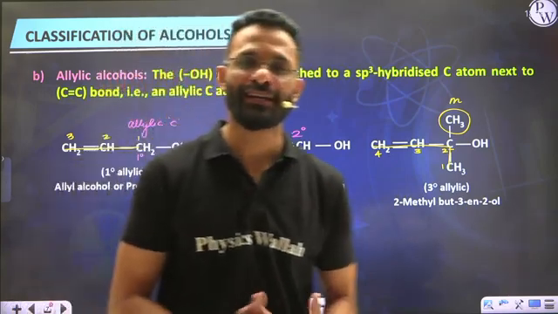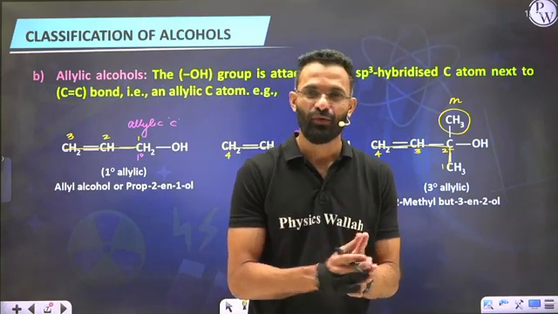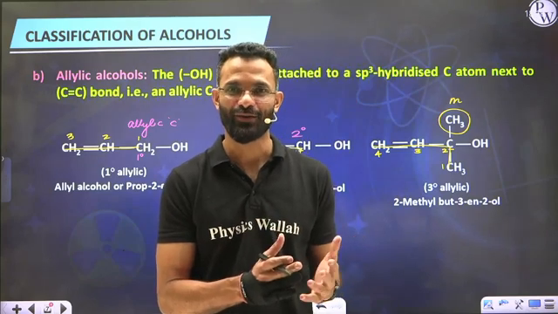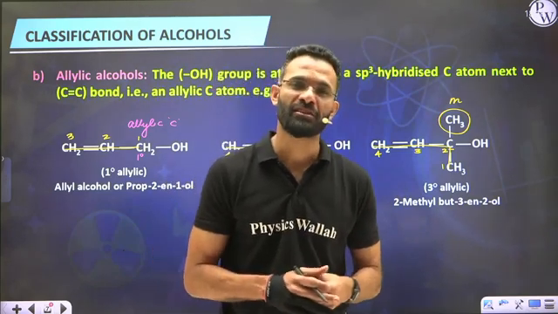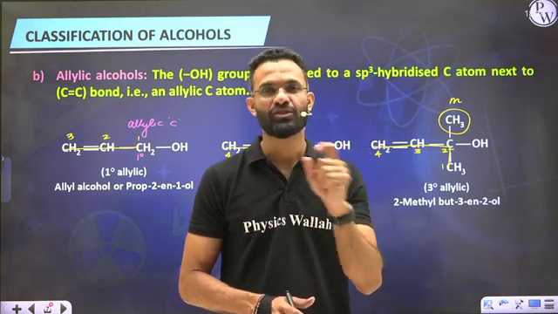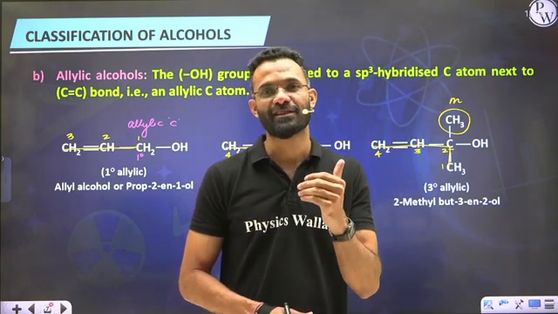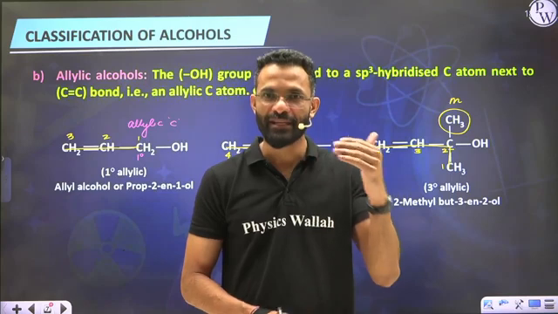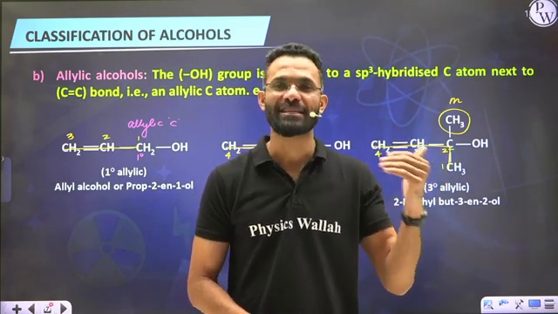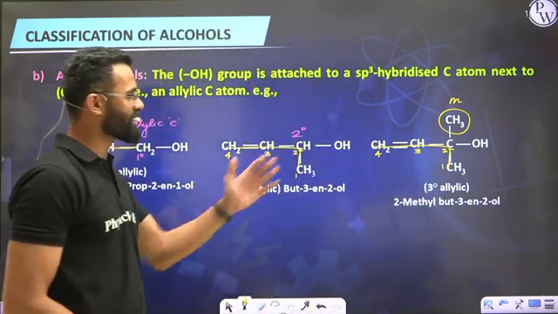Well guys, so far in classification, the first classification was on the basis of the number of OH groups present. We classified alcohols as monohydric alcohols and polyhydric alcohols. And now we started classification number 2 on the basis of the hybridized state of the carbon to which OH is connected. So we saw the sp3 carbon-OH containing compounds, where we first saw alkyl alcohols, primary, secondary, tertiary, and just now we saw allylic alcohols, which are also further primary, secondary, and tertiary.